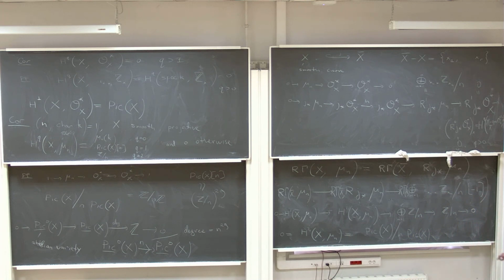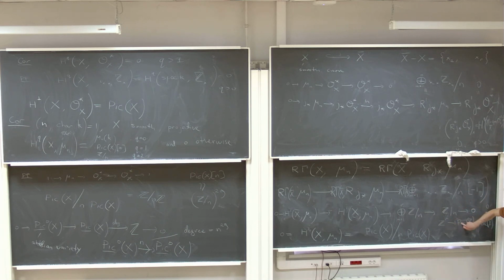But X now is not proper, right? So you have Pic X bar, and it maps to Pic X. Remember that we have a short exact sequence. This is an open curve, this is a closed curve. That's the restriction map. There is a short exact sequence.